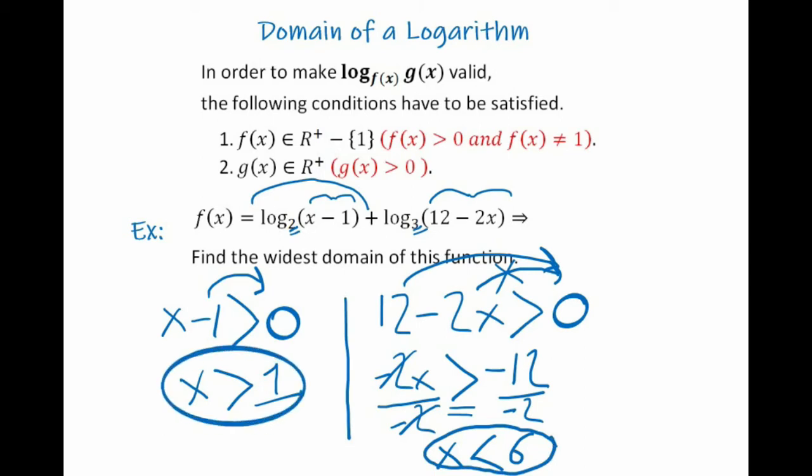If you combine those, x is in the middle. By using the first term, we have x is greater than 1. It has to be greater than 1. By using the second term, we have it is less than 6. So this is what we have.